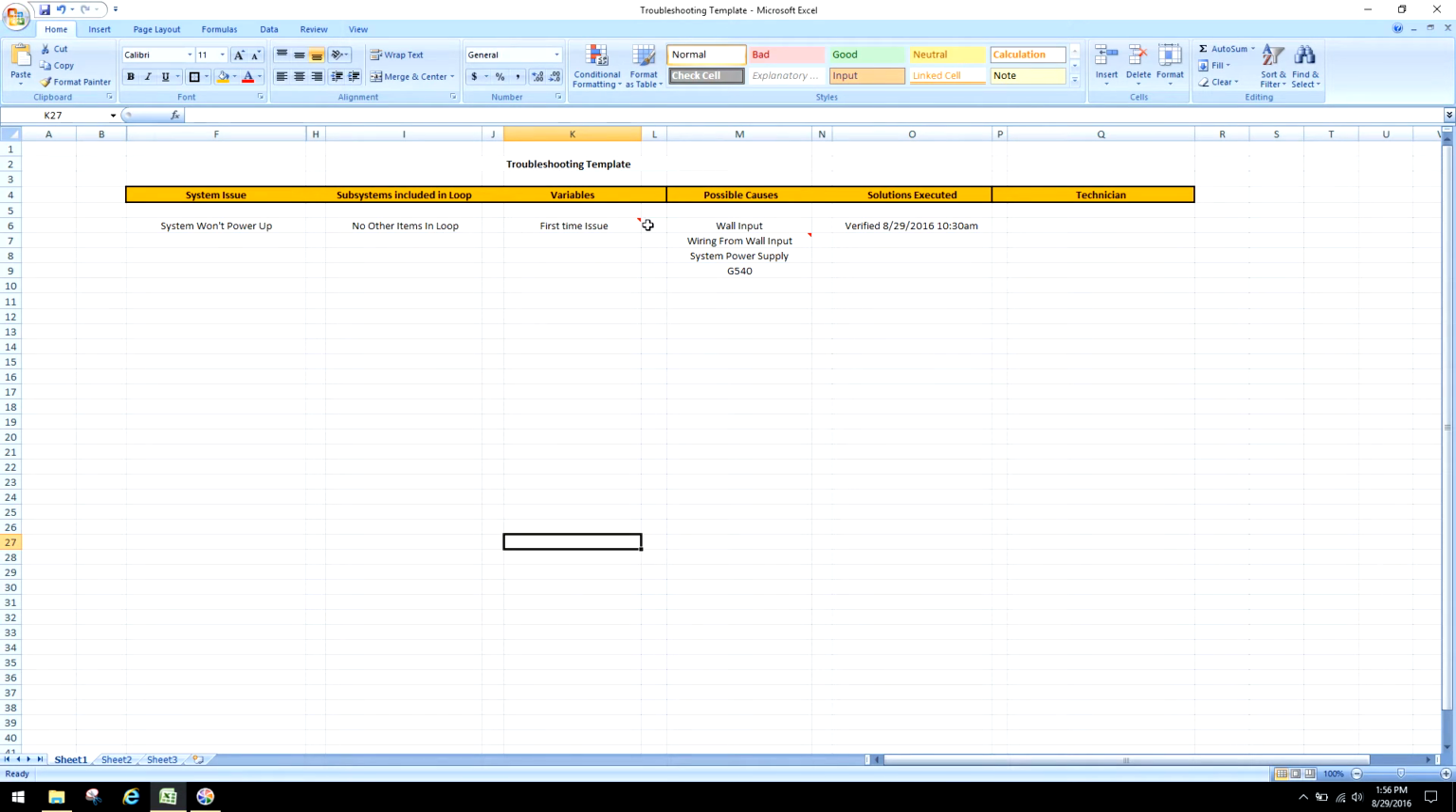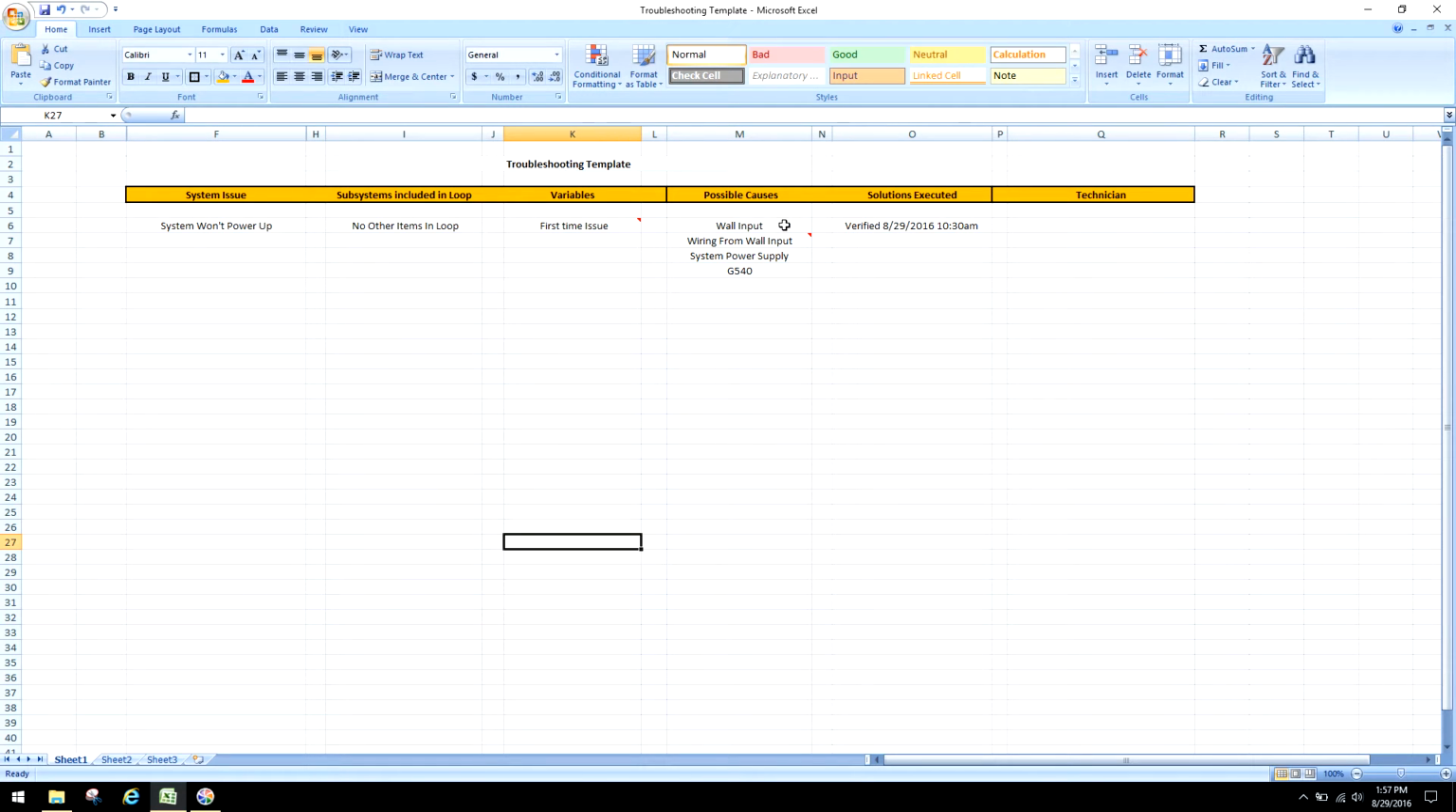Subsystems, really, if we look over here at possible causes, we realize that possible causes go with the system issue. System won't power up, so for your possible causes, you always want to start at the absolute base level, which, of course, would be the wall input. That's where you plug the system in from the wall, and then the actual wire runs into the enclosure or wherever you have your driver and power supply located. You're going to want to check that.